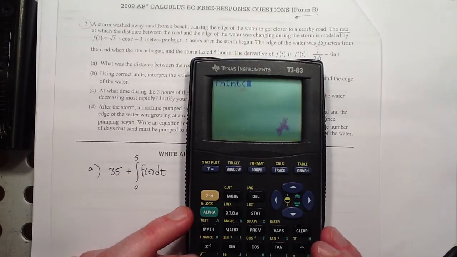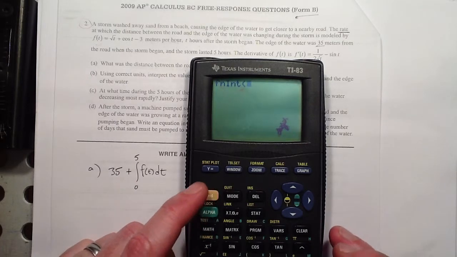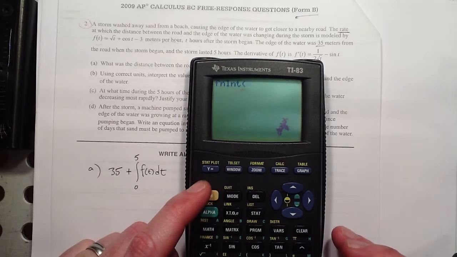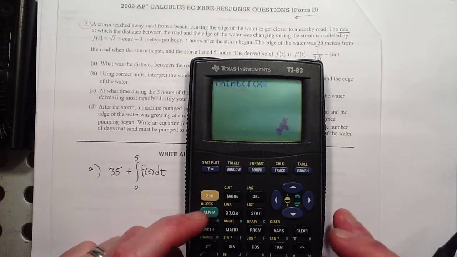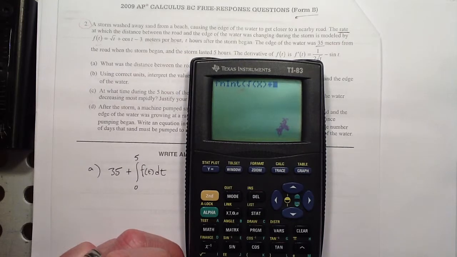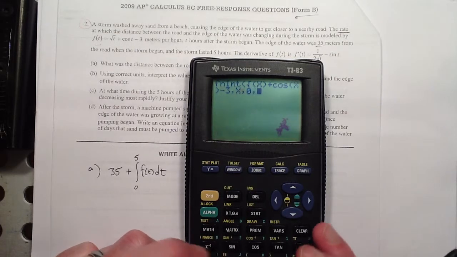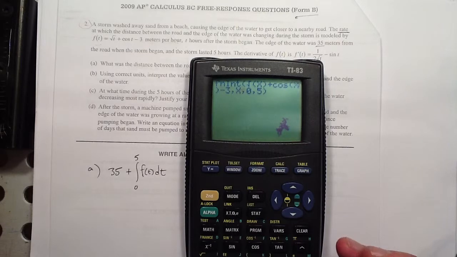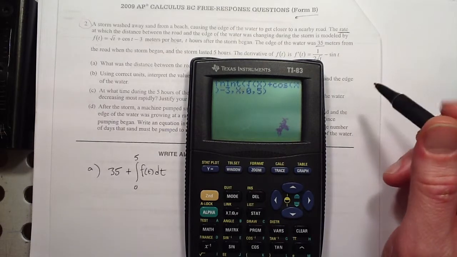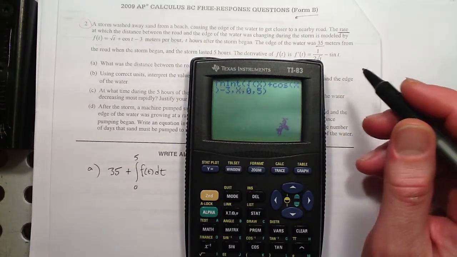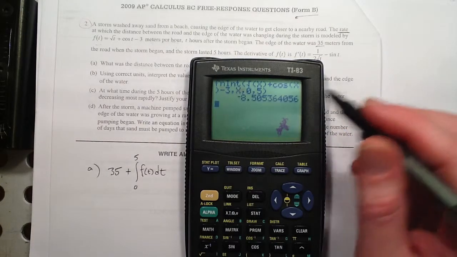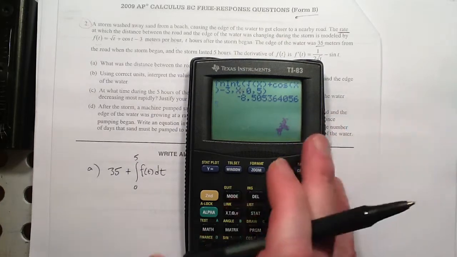And this is a rate, so I'm not using its derivative. I want to do fnInt of square root of x plus cosine x minus 3, comma x, comma 0, comma 5. So negative 8.505.